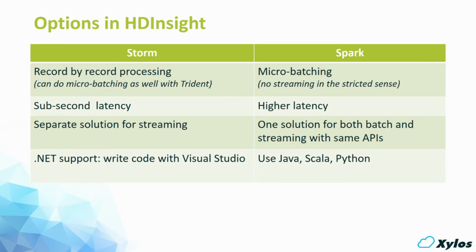When it comes to maintaining the code base, you can have similar code bases. A very important distinction is that in Storm you can use .NET. So the developer can actually use Visual Studio and develop his topology for processing within the Visual Studio offering using C#, for instance. With Spark, you're going to use Scala or Java or Python.